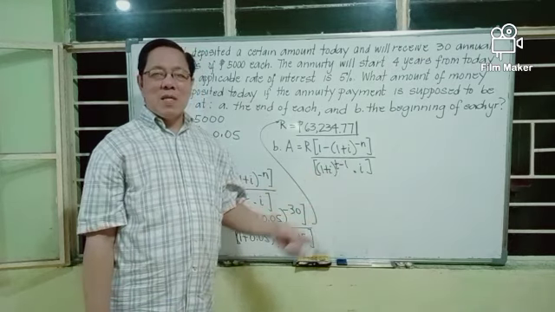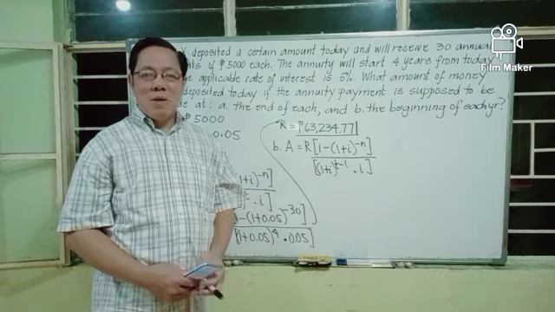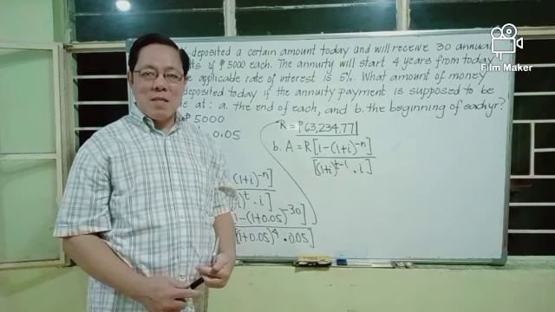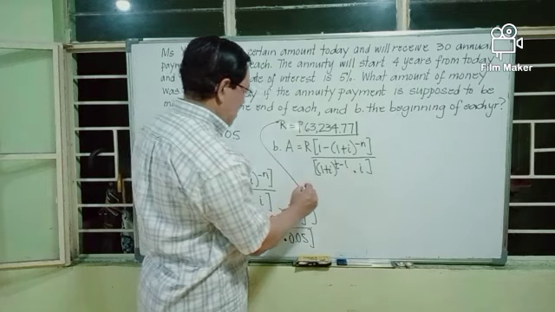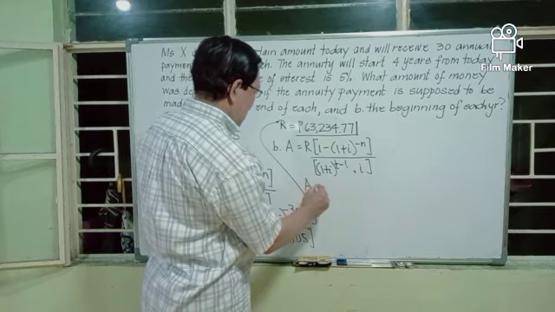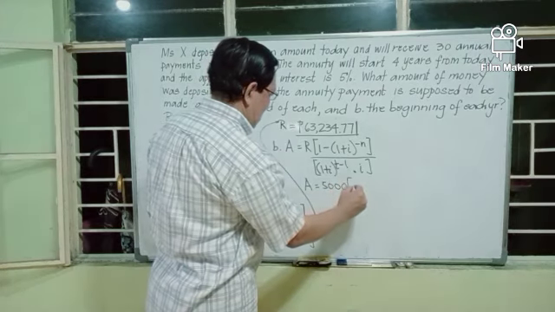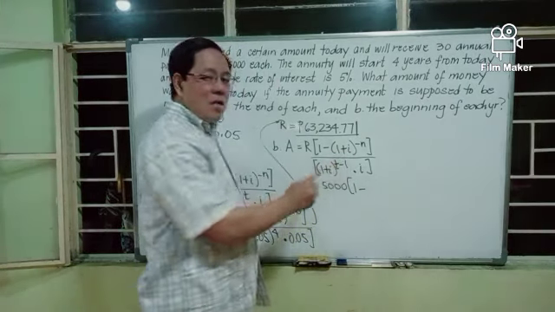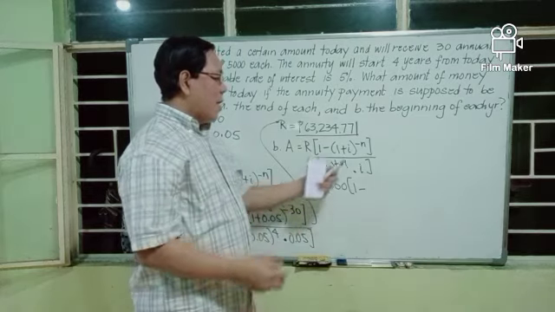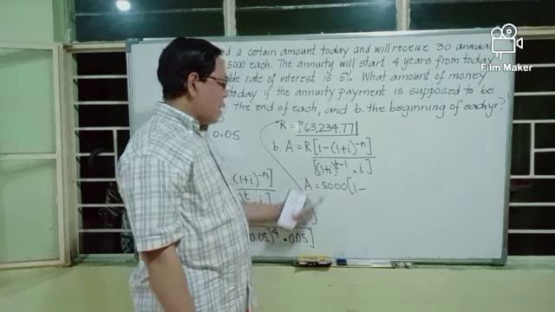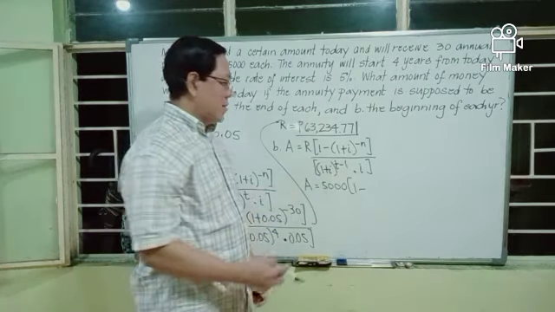In this example, the interest rate per year. So we substitute the given data. I is 0.05 and N is 30 and T is 4.